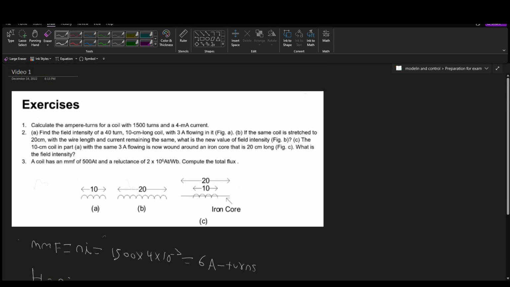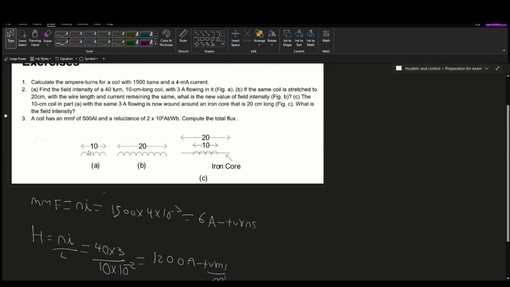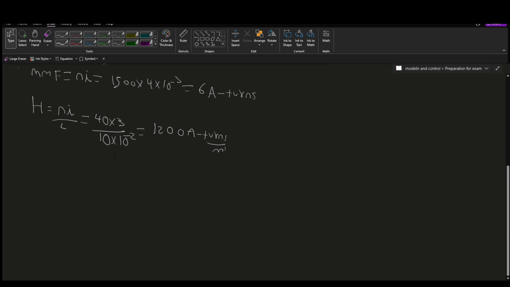Okay. Now B, if the same coil is stretched to 20 centimeters. So here we can see the drawings actually. So in case A we have 10 centimeters, and in case B we have 20. So it's the same, just that the mean path changes. So H is still 40 turns times 3 amps, but in this case it's 20 centimeters, and that gives us 600 ampere turns over meters.